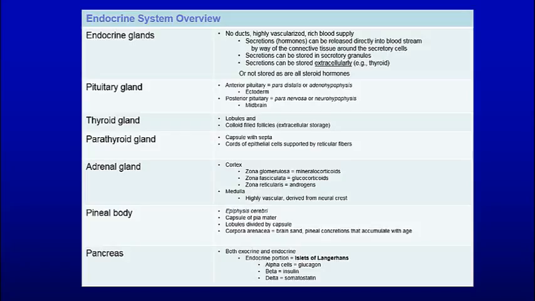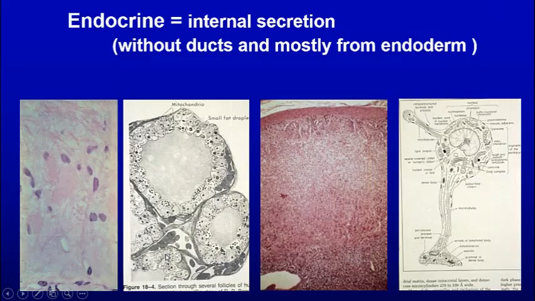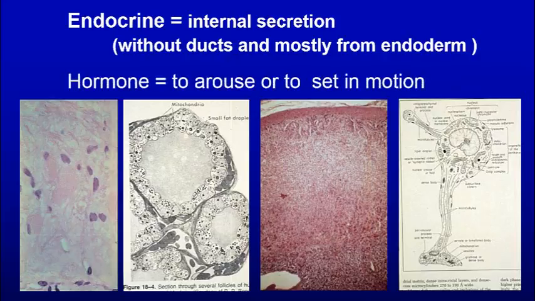We have the anterior pituitary and posterior pituitary, and these come from different locations. The thyroid, we can talk about the parathyroid, adrenal, the pineal gland, and the pancreas are some of the things that we'll talk about. The pancreas has both endocrine as well as exocrine function. Pancreatic juices are produced. Endocrine means internal secretions without ducts. Mostly it comes from the endoderm, but there is some from the ectoderm, and we'll talk about it.